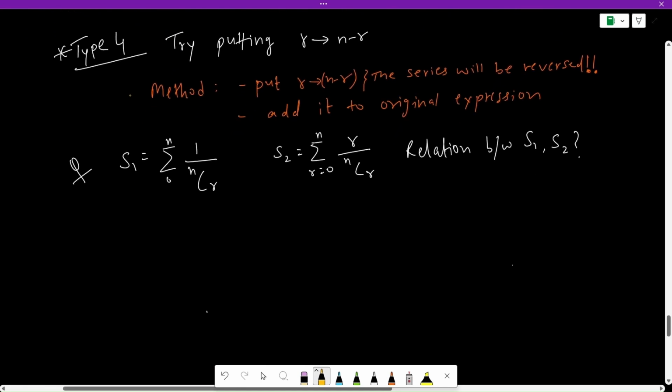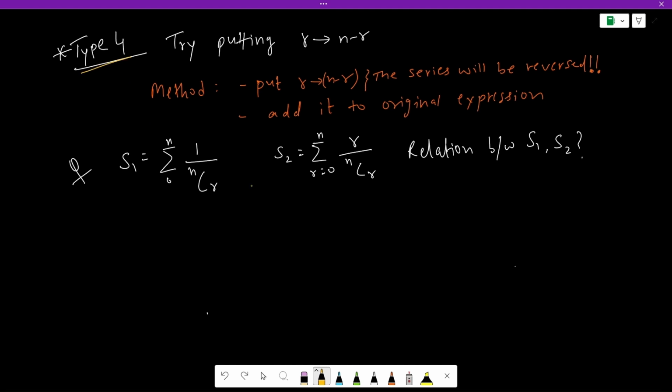Right now, this is type 4. What this type says is that if we put r to n minus r in the summation series, then the series will be reversed. And if we add the reversed series to the original expression, then the series can be simplified.